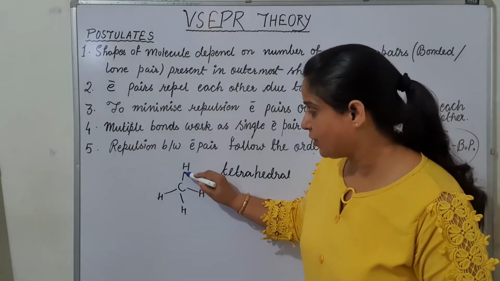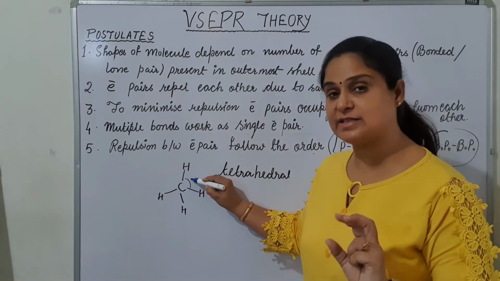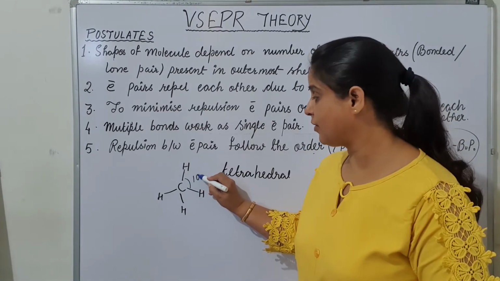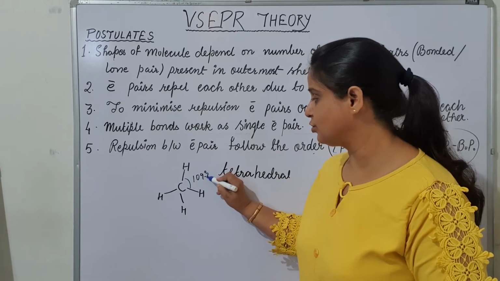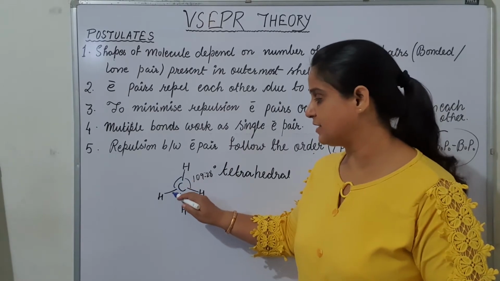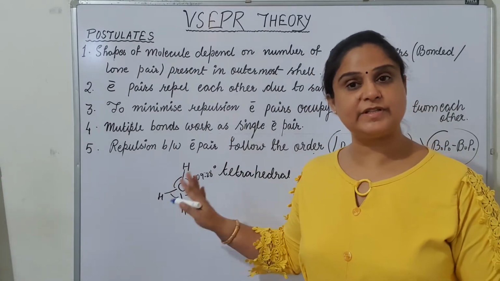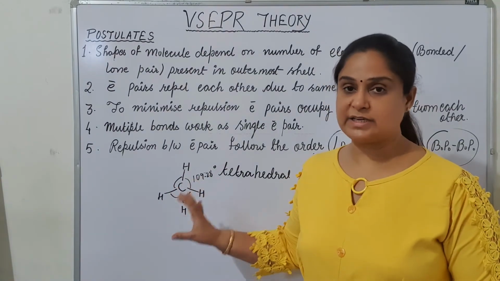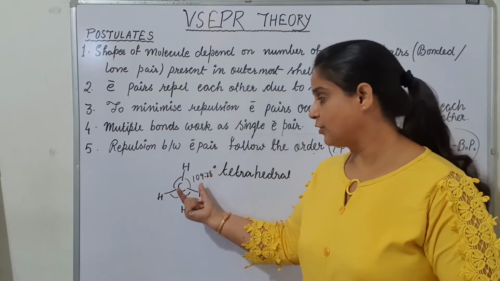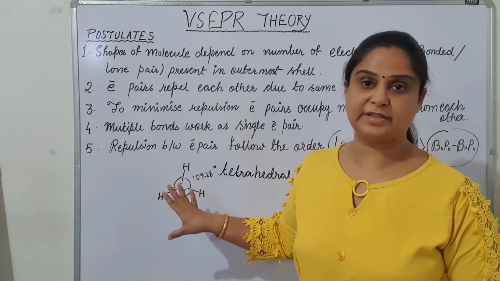So this is what is happening here. The bond pair and bond pair are repelling each other but maintaining a distance of 109.28 degrees. 109.28 degrees is the angle between this and this, this and this, and this and this. Every angle in this molecule will be 109. This is the perfect tetrahedral having only bond pair, bond pair, bond pair and bond pair. No lone pair is present, so it is a perfect tetrahedral.